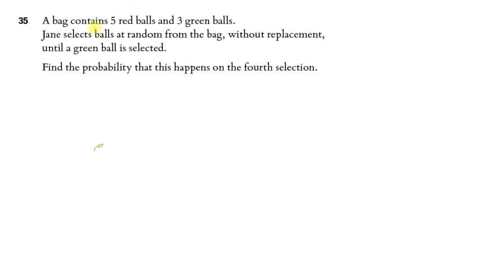A bag contains 5 red balls and 3 green balls. Jane selects balls at random from the bag without replacement. So your total 8 balls will get reduced one by one until a green ball is selected. Find the probability that this happens on the 4th selection.